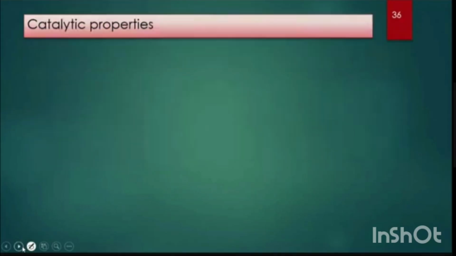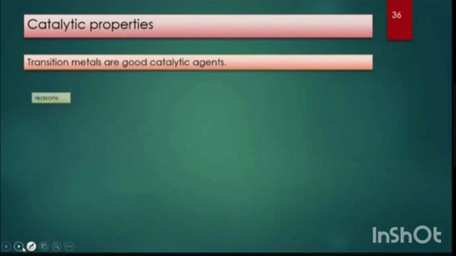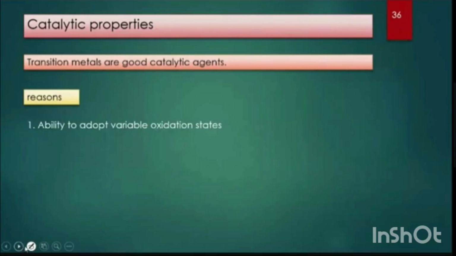Next, a very important aspect is catalytic property. Transition metals are very good catalytic agents. That means they can be used as catalysts in various reactions. Then what are the possible reasons for this? Ability to adopt variable oxidation states. After losing electrons present in the 4s orbital, these transition metals can lose further electrons from the inner 3d orbital. Because of this, not only can they increase their valency, but also their oxidation states. This property is one of the reasons why transition metals can be used as catalysts in various reactions.